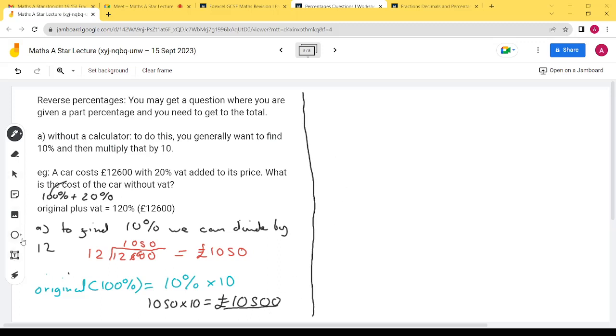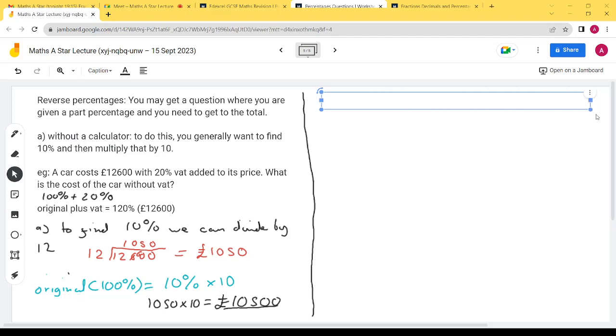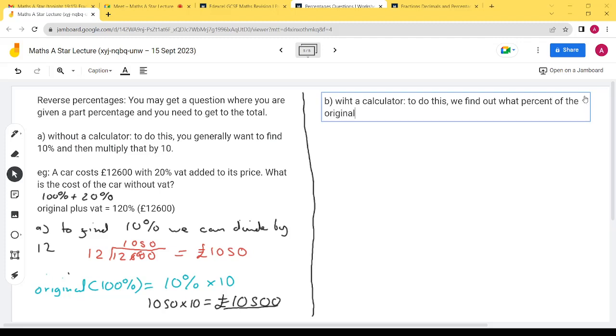All right, and you can use that method with a calculator as well. There's nothing wrong with doing that. You can divide to get 10% and then multiply by 10. But then there's another method with a calculator. To do this, we find out what percent of the original we have, and then divide by this.